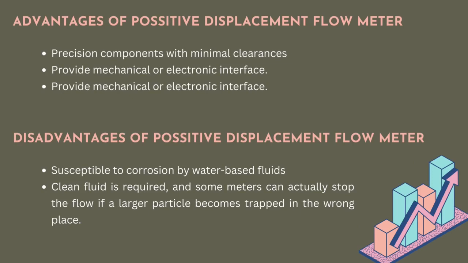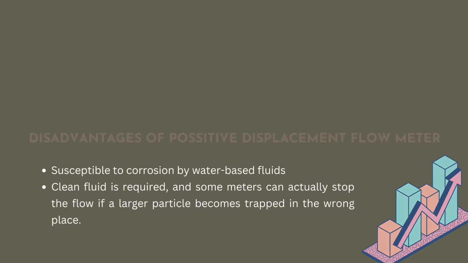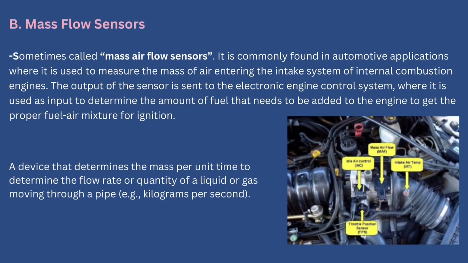Disadvantages of positive displacement flow meter. Susceptible to corrosion by water-based fluids. Clean fluid is required, and some meters can actually stop the flow if a larger particle becomes trapped in the wrong place. So mass flow sensors, sometimes called mass airflow sensors.